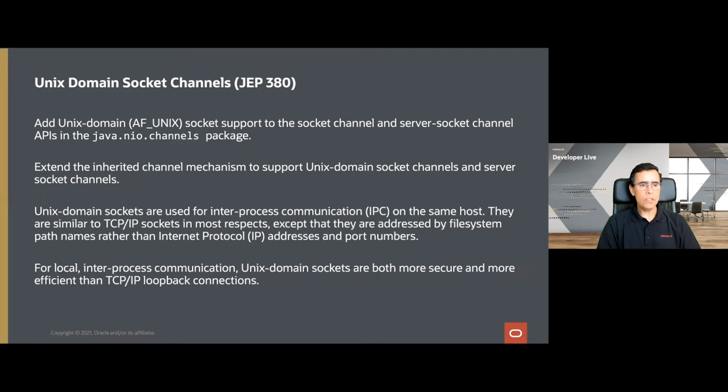So, JDK 16 introduces Unix domain socket channels. They're very similar to TCP/IP sockets, but are meant to be used for inter-process communication rather than for communicating with other servers. As such, they can be addressed by file system path names rather than Internet Protocol ports and numbers. They're more secure and efficient than using the equivalent TCP/IP loopback connections. Unix domain sockets are used by all major Unix platforms and by Windows. This JEP will add support for the features that are common across Unix and Windows.